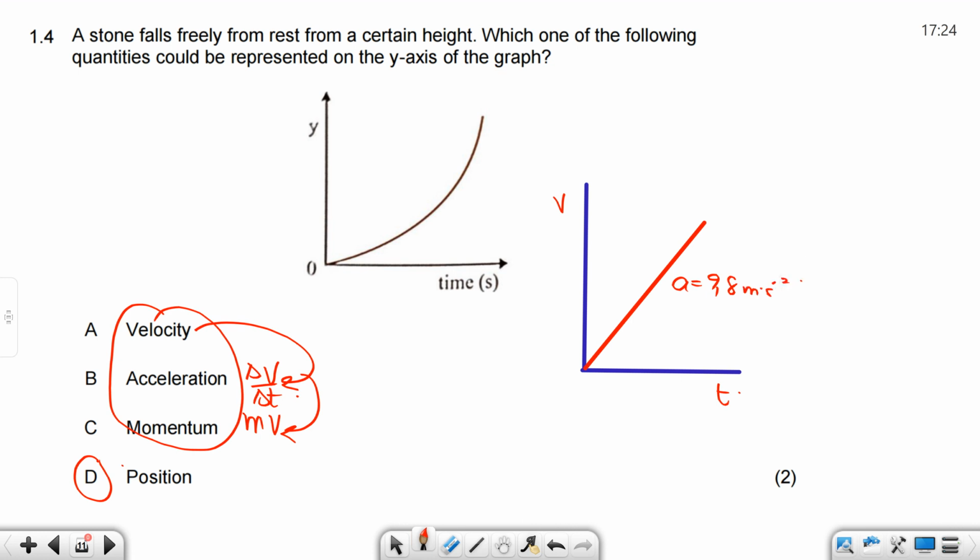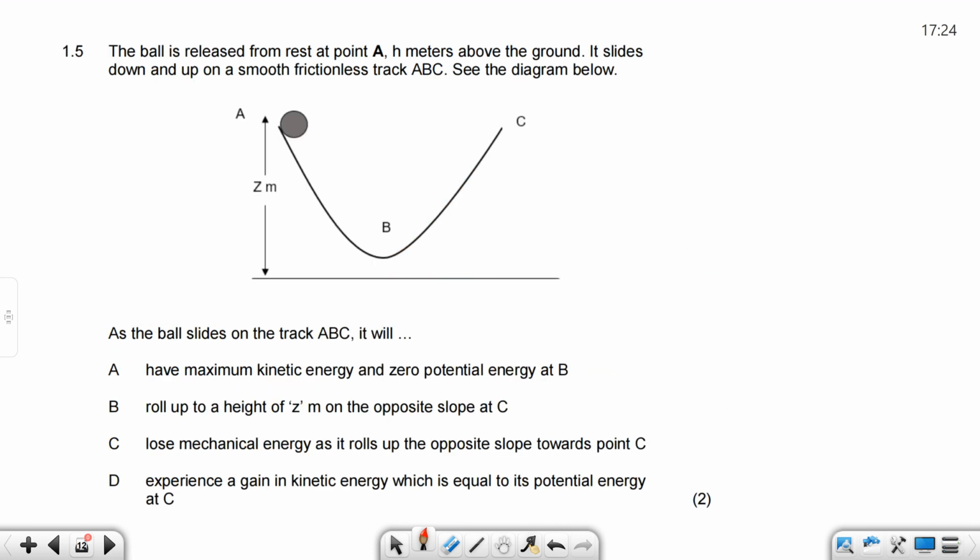All right, lovely. Last one, I think. The ball is released from rest at point A, h meters above the ground. Why do I have Z now? It slides down and up a smooth frictionless track ABC. See the diagram. Okay, I don't understand why the Z.